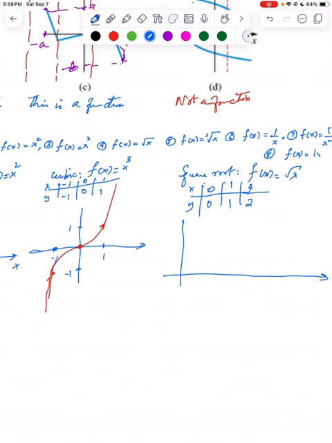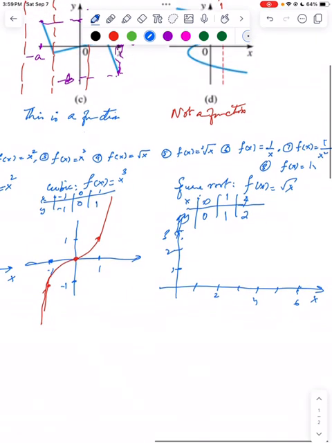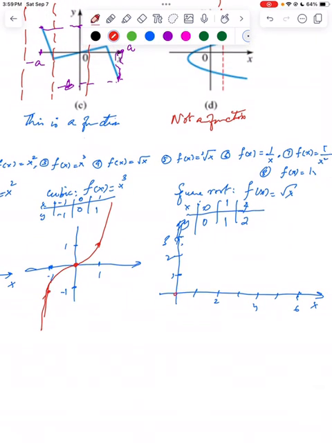Okay, so at 1, 2, and if you want, you can put a 3 here. This is the y-axis and this is the x-axis. On the x-axis, 1, 2, 3, 4, 5, 6, and so on. Then I plot the points. So I have 0, 0, 1, 1, and at 4, when x is 4, y is 2.